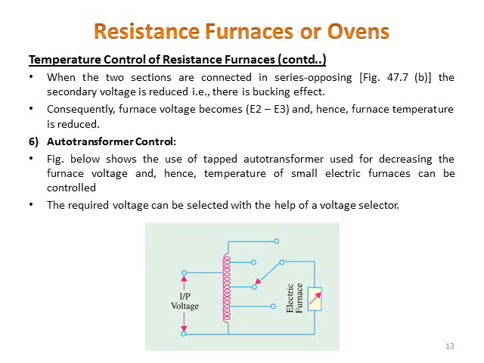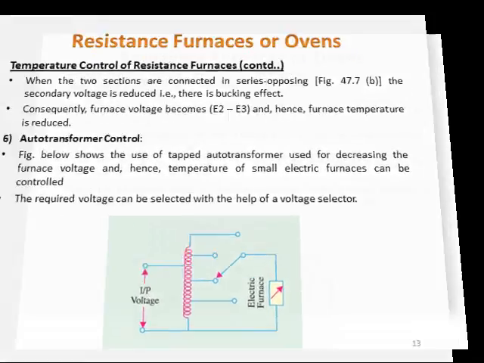The sixth type of control is the auto transformer control. The figure shows the use of a tapped auto transformer, which is used for decreasing the furnace voltage, and hence the temperature of small electric furnaces can be controlled. So at the secondary side we have an auto transformer. The input voltage is constant. At the secondary, the voltage is varied by the auto transformer. The required voltage can be selected with the help of a voltage sensor.